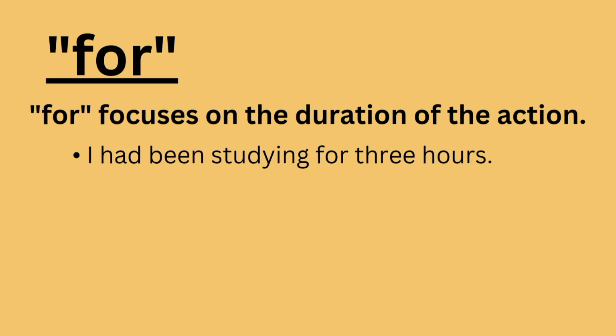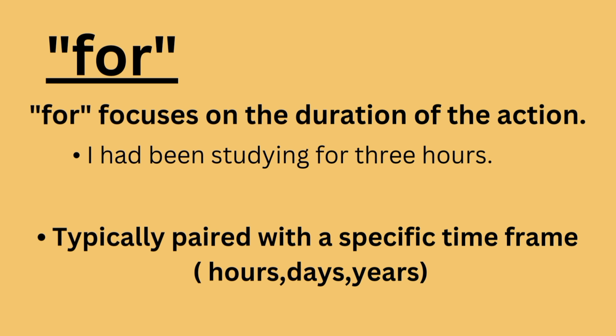Now let's discuss the use of for in past perfect continuous tense. For focuses on the duration of the action. For example, I had been studying for 3 hours. It is typically paired with a specific time frame like hours, days, and years.